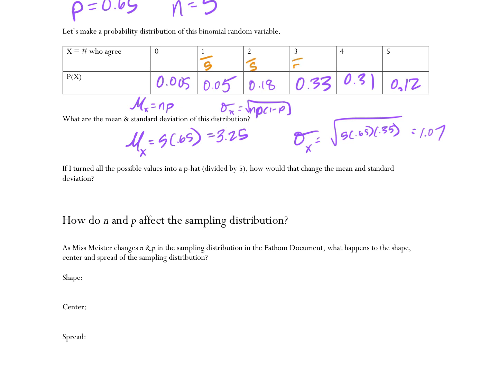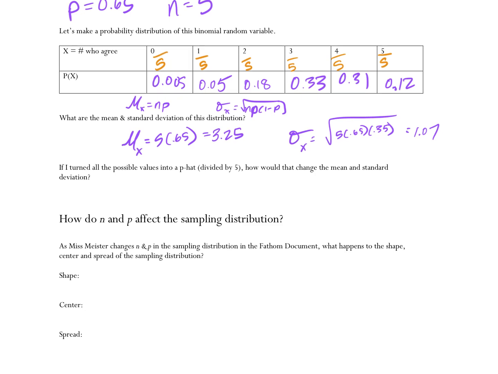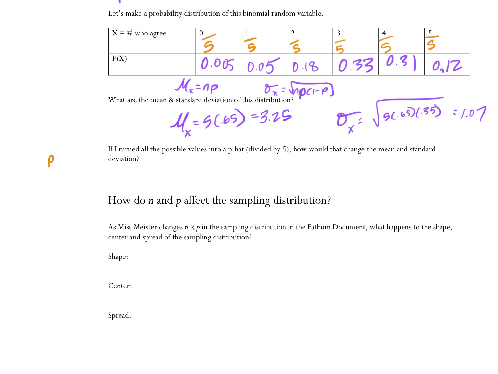So to turn any one of these values into a p hat, wouldn't that p hat just become the number of successes divided by my sample size? That's what p hat is: the percent of my sample, or the number of successes in my sample divided by the size of my sample.